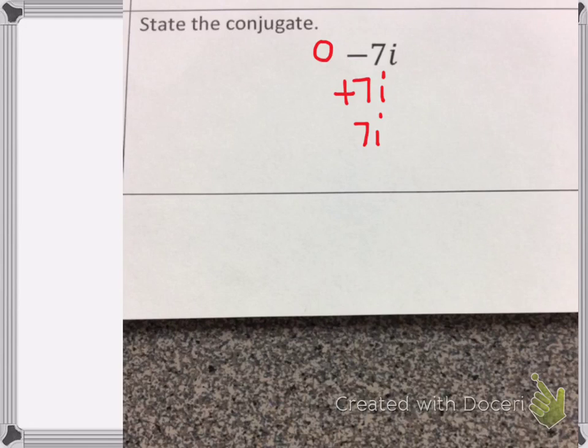Just as a little reminder, if they put it in the wrong order, say you have 7i minus 2, and they want you to find the conjugate of that, again, you're leaving the real part alone. The real part is negative 2. The imaginary part is 7i, so you would change the sign on it to be a minus 7i.